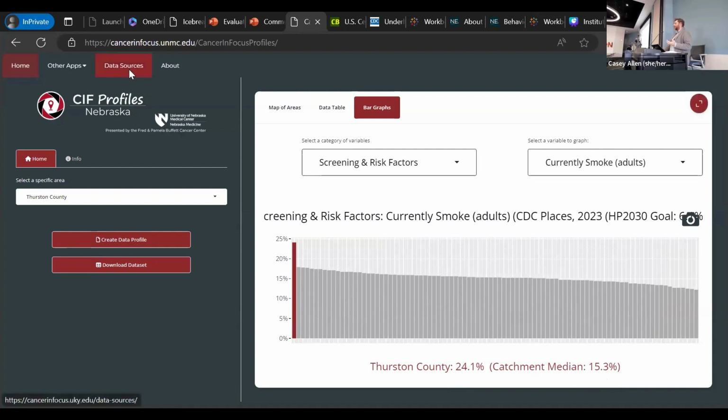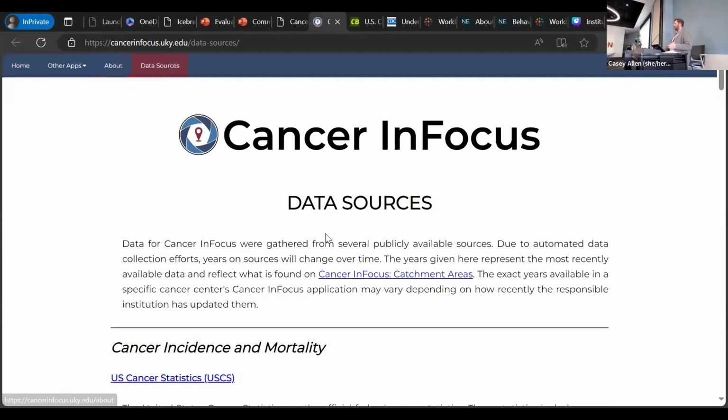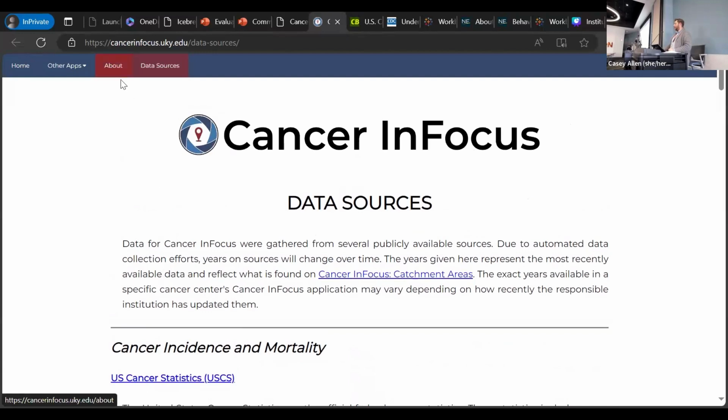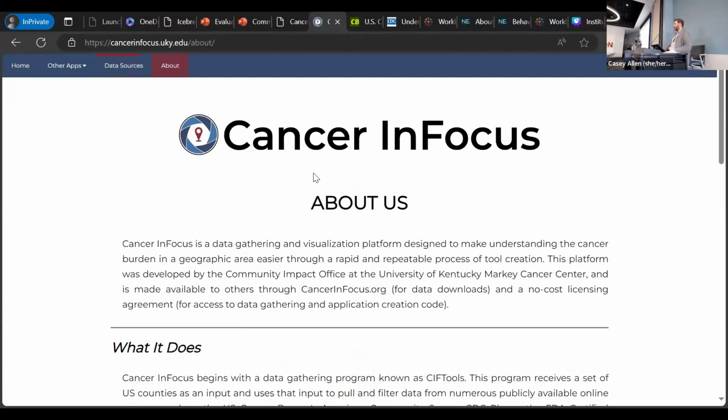Now, there are some excellent resources here along the top. The data sources list all of the different databases that these data are pulled from. You can link to any one of them and find out more information about the data if you want to. And then there is also an about page on Cancer in Focus that gives you more details on the dashboard.